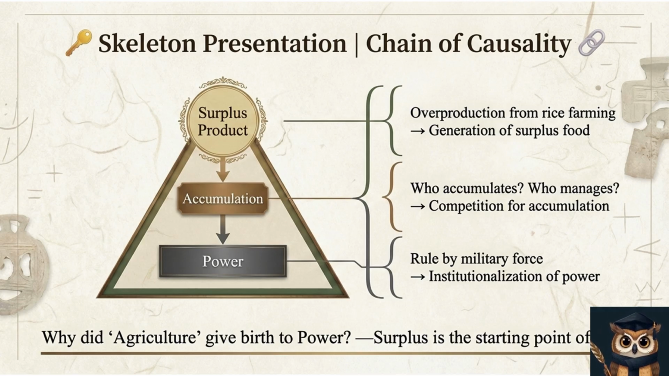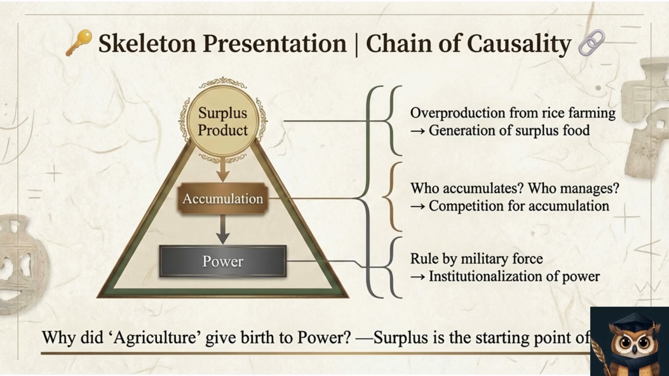We've come full circle. The slide on screen is the same skeleton we opened with, and that's deliberate. Surplus product, accumulation, power. Does this chain feel different now than it did at the start of the episode? It should. We filled it with real evidence. Population data, archaeological sites, bronze objects, settlement patterns, and cross-civilizational parallels. The bottom line of this slide says it plainly: surplus is the starting point of rule.